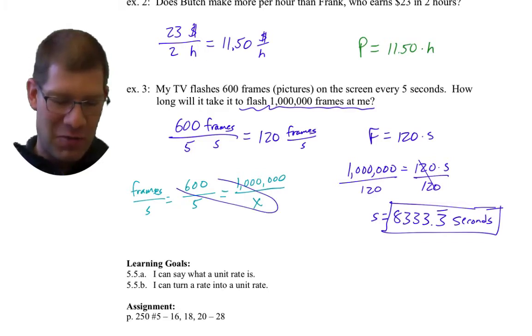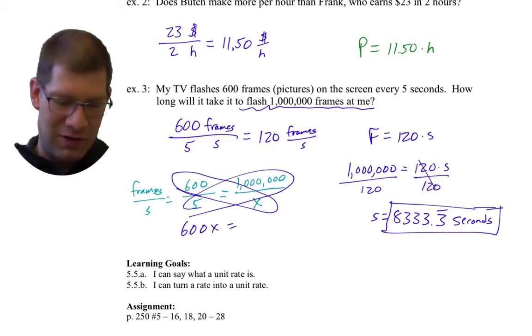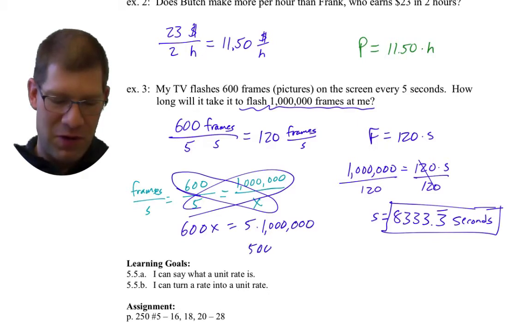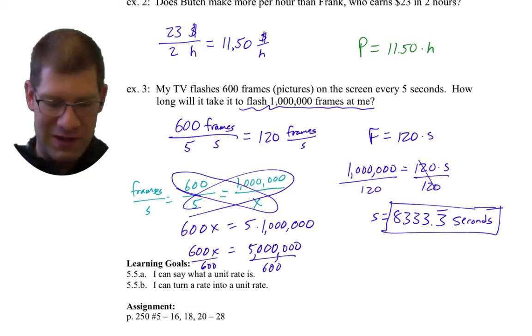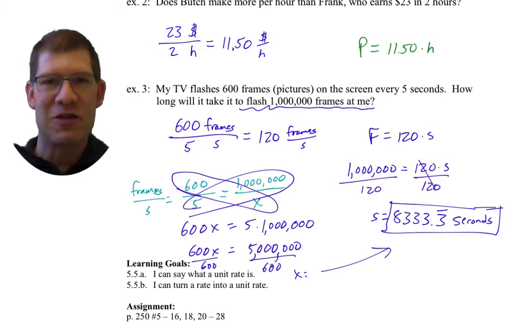And then you could cross multiply and divide. So 600x equals 5 times 1,000,000. So this is 5,000,000 equals 600x. Essentially you're doing the same math, you're just doing it in a slightly different order. Divide both sides by 600 and you'll get the same answer of 8,333 seconds.